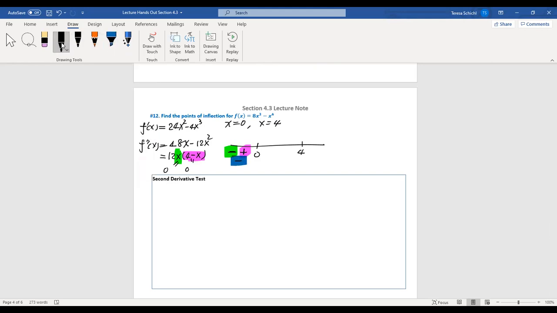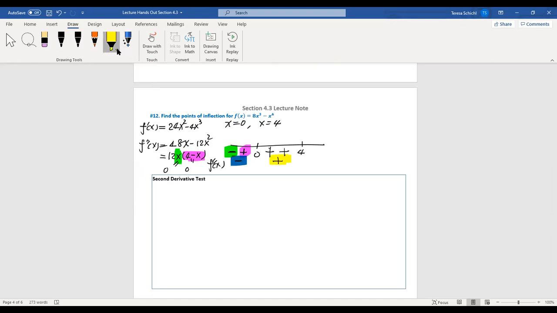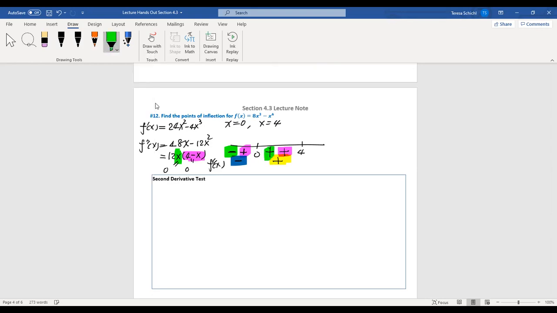Now let's take a look at the next one. You choose anything between 0 and 4 and put it into the second derivative. Choosing 1, x gives you positive, and 4 minus 1 gives you positive. So overall it will give you positive. Let me color code that. This positive is from the 4 minus x term, and this positive is from the x term.